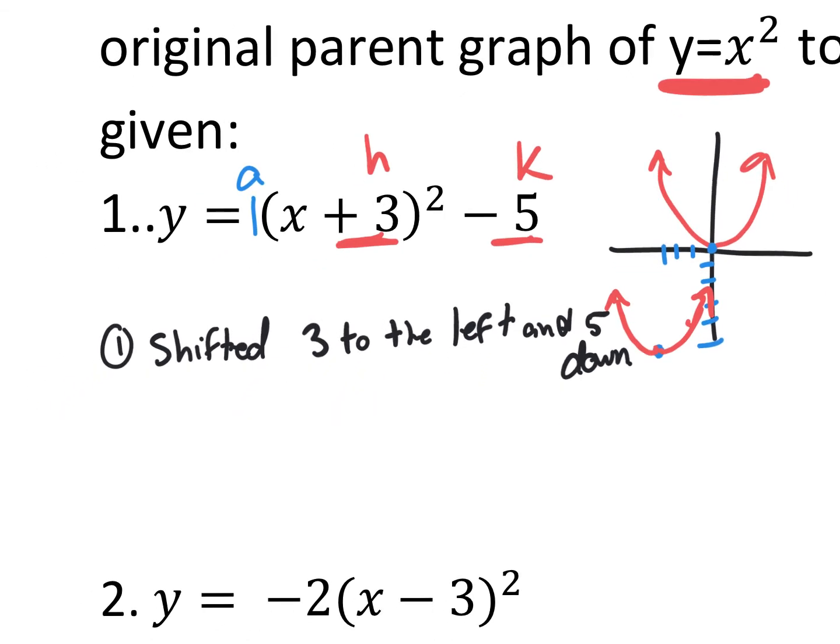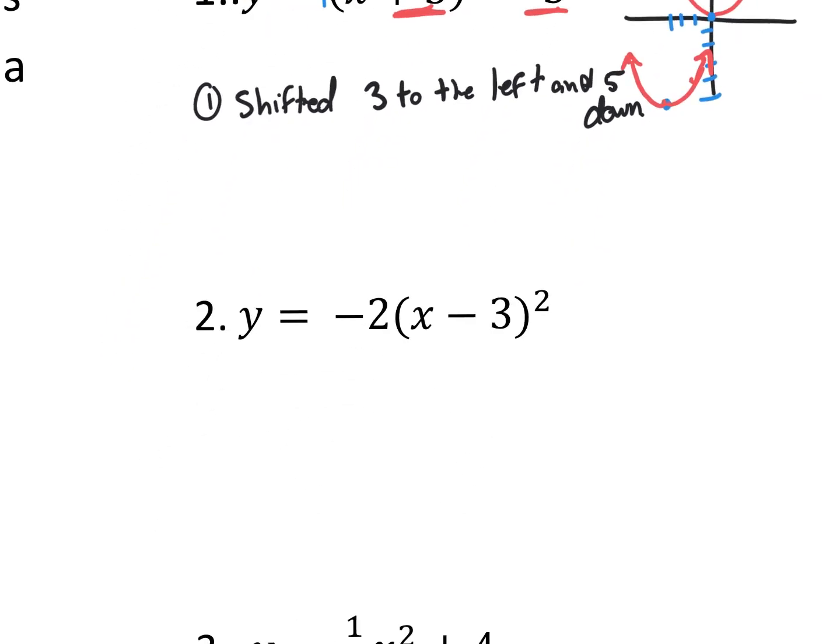So this one was pretty easy. It just shifts 3 to the left and 5 down. It did not get wider. It did not get narrower. It didn't get reflected over the x-axis, causing it to open down. Let's move on to another one.